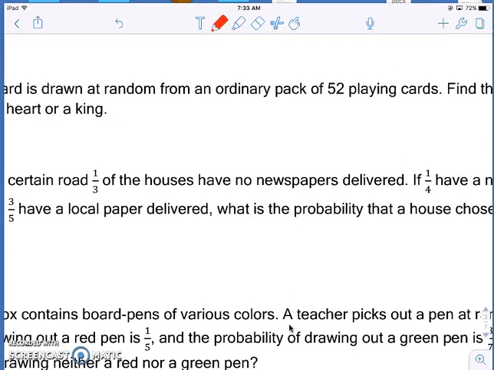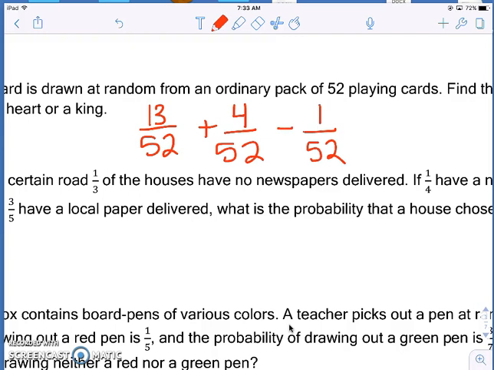Find the probability that a card is a heart or a king. Well, so if we were to look at this, how many hearts are in a deck? 13 out of 52. How many kings are in a deck? 4 out of 52. So normally we add those, but we have to subtract the overlap here. And there is an overlap of a king that is a heart. So we have to subtract that overlap. So if we subtract this, we have 16 out of 52.